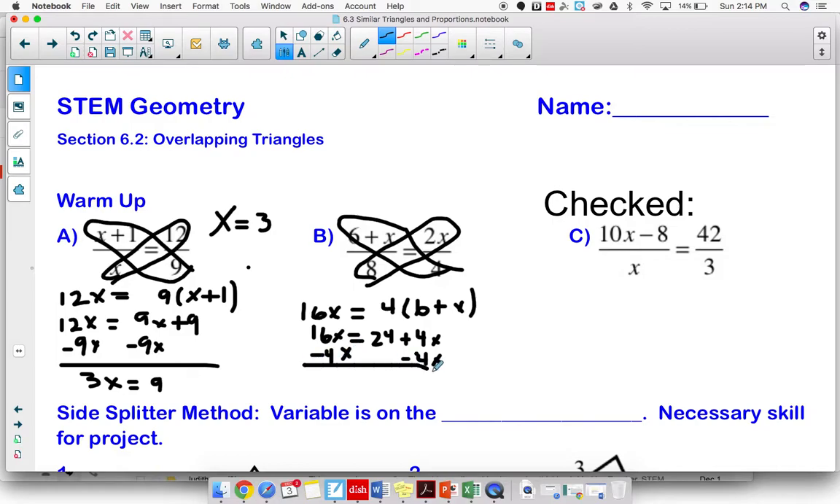And we end up with 12x equals 24. So x has to equal 2. Okay, so it's pretty much set them equal and then isolate your variable. Try part C, pause the video right now, try part C, bring it up to either whoever else is in the room, either Mr. Long or Mr. Cross, and have them check your work here, okay?